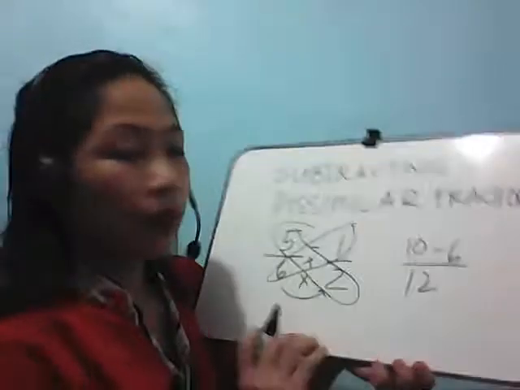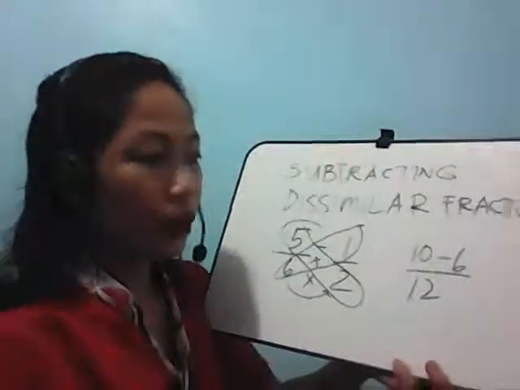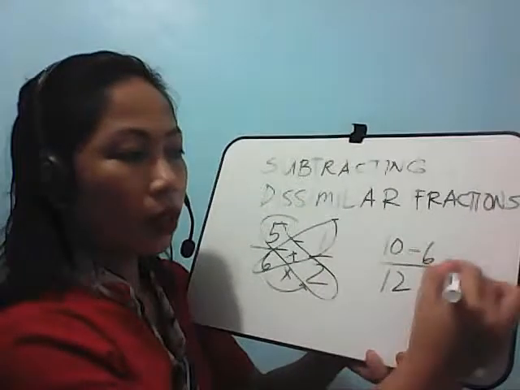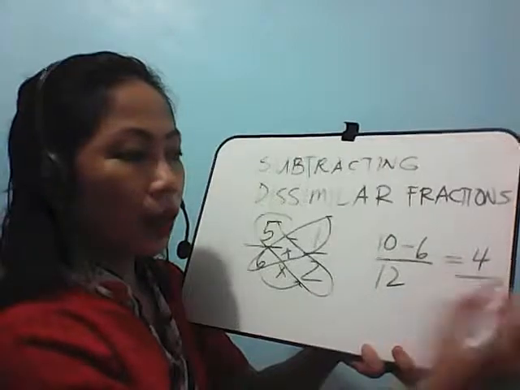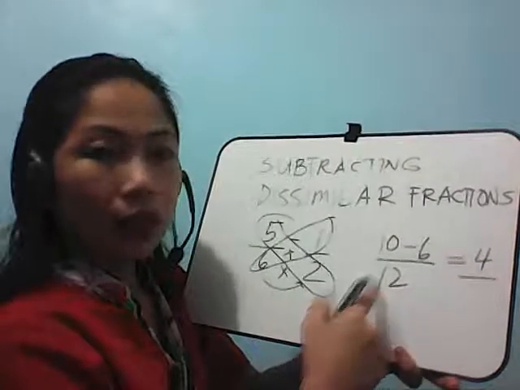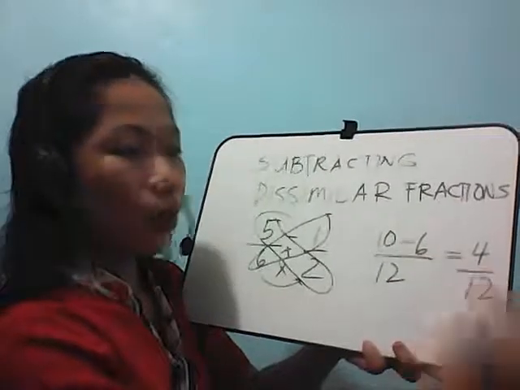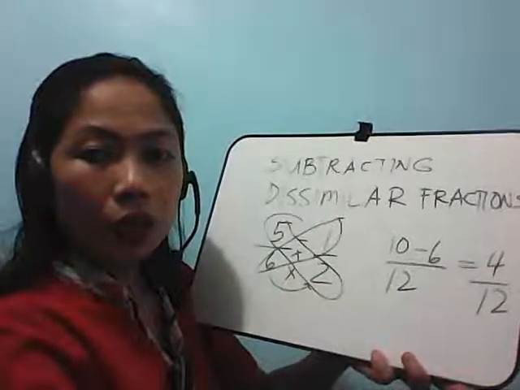Now, the third step, we are going to subtract. 10 minus 6 is equal to 4. And copy the denominator, which is 12.